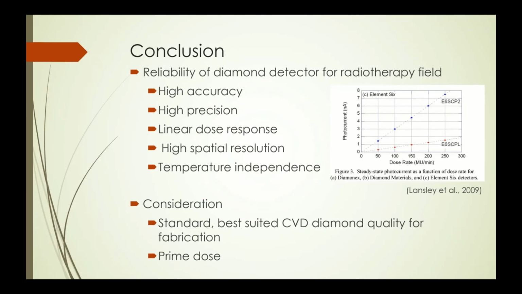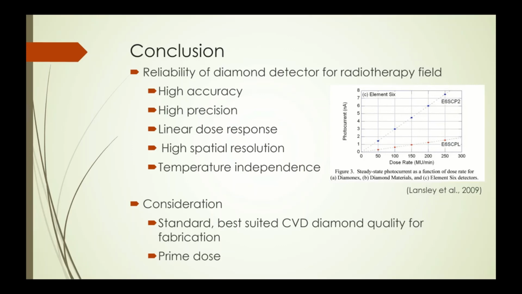This concluded that a diamond is highly reliable as a radiation detector for radiotherapy due to its high accuracy and precision because of its rather high charge pair production speed compared to gas detector. It has a linear dose response to photocurrent, high spatial resolution, and being temperature independent. This temperature independence is a very good factor for it to be used in the radiotherapy field.